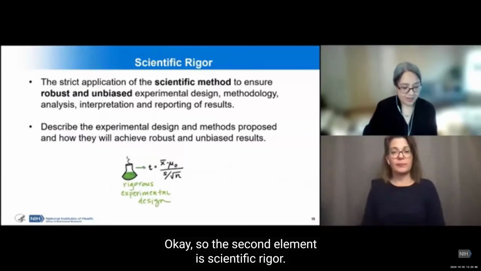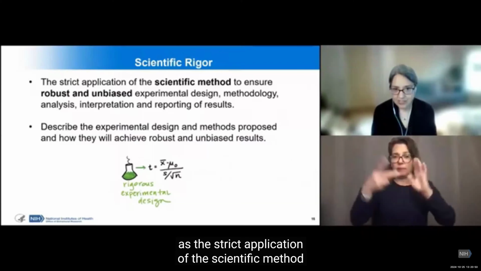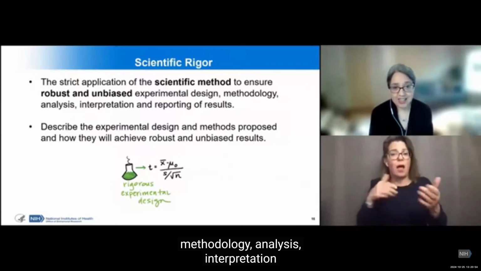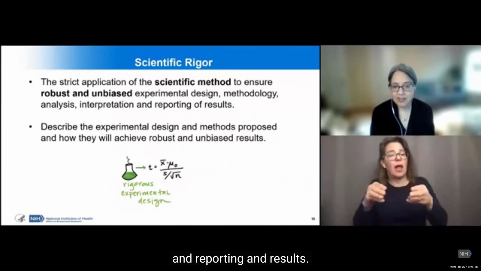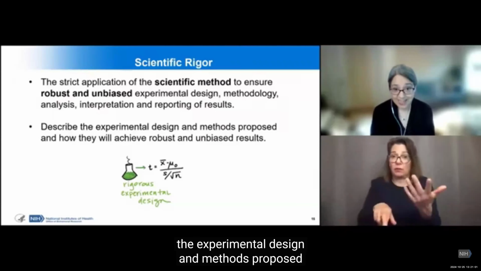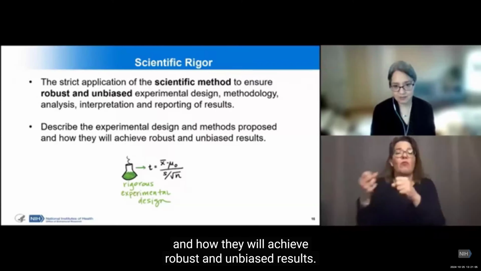Okay, so then the second element is scientific rigor. We define scientific rigor as a strict application of the scientific method to ensure robust and unbiased experimental design, methodology, analysis, interpretation, and reporting of results. So in this section, which is under approach, we expect that you will describe the experimental design and methods proposed and how they will achieve robust and unbiased results.